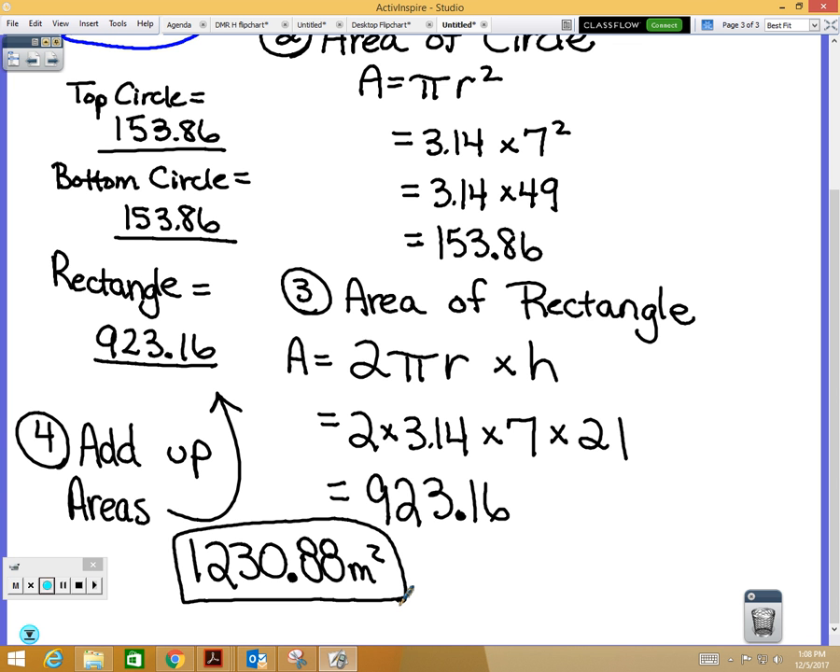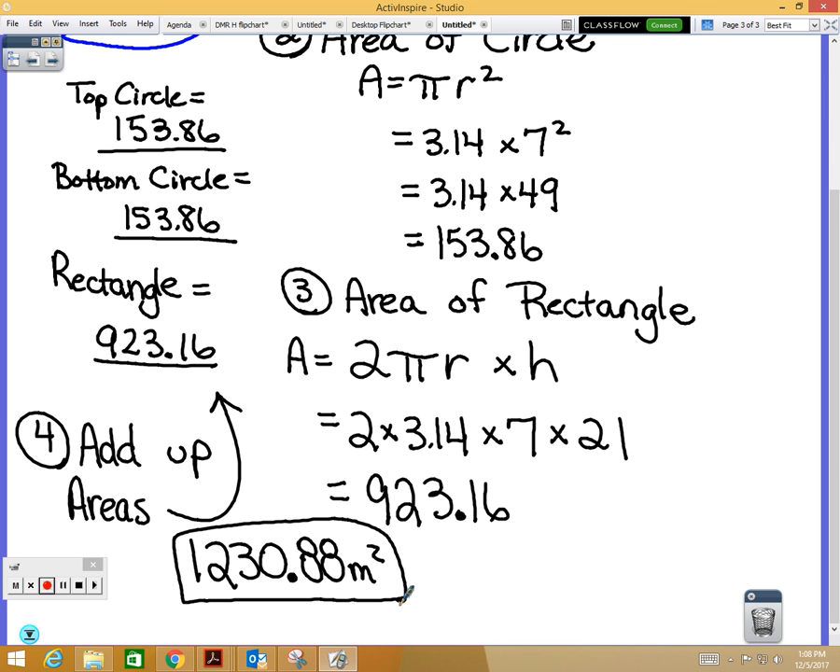So we identify the parts, step 1. We find the area of one of the circles. But we know that we have a top circle and a bottom circle, so I wrote that area down twice. I find the area of the rectangle by doing the circumference of the circle times the height of the cylinder, which that formula is right there. I plug in, substitute all the things that I know. Get my area of the rectangle, and then add all 3 areas together.